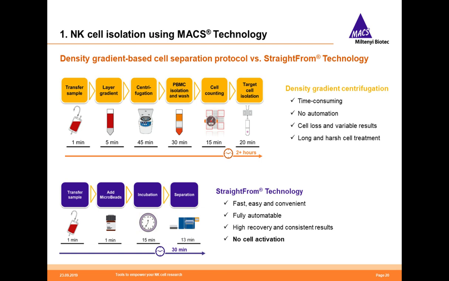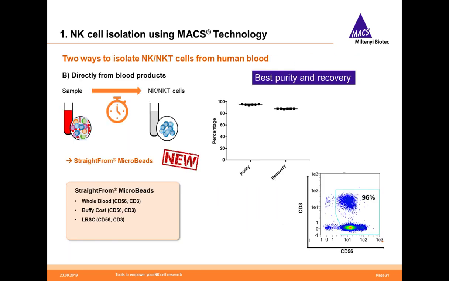Once you get your sample, you have to do your density gradient, your centrifugations, your PBMC washes, your counting, and then you start your isolation. In comparison to that, if you use our straight-from technology, you can easily start without even counting cells, with your buffy coats, for example. You add your microbeads, you incubate for 15 minutes, and with the MultiMACS 24, you can easily get all your cells in less than 5 minutes. Most importantly, you have high recovery, good results, and no cell activation.